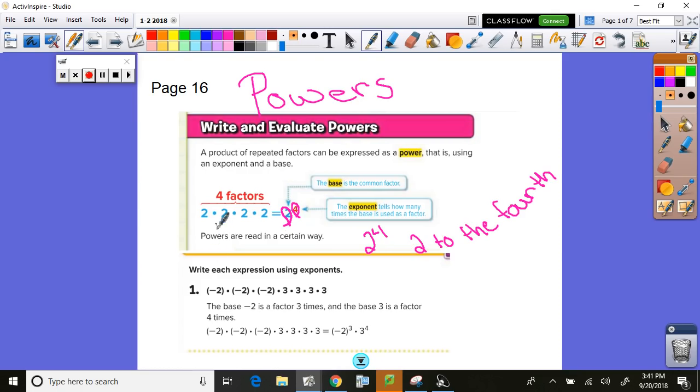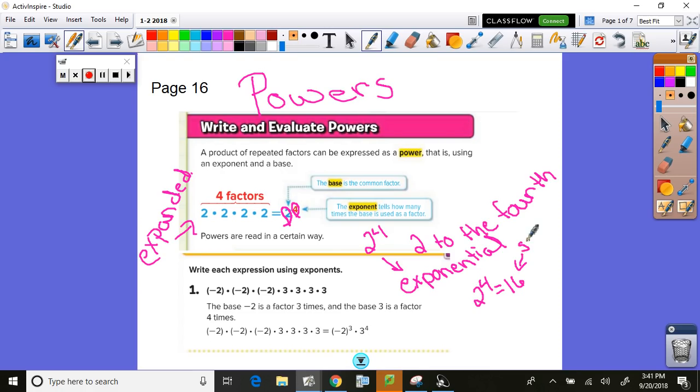When we write 2 to the fourth as 2 times 2 times 2 times 2, that is expanded form. When we write it 2 to the fourth, this is exponential. And if we were to actually calculate on our calculator, which we're going to learn in a little bit how to do, 2 to the fourth equals 16. So the 16 is standard form.